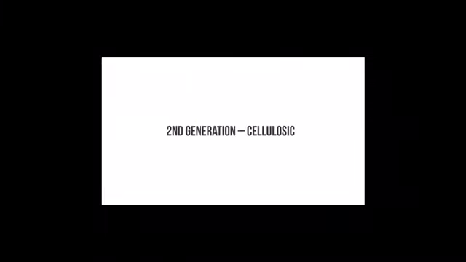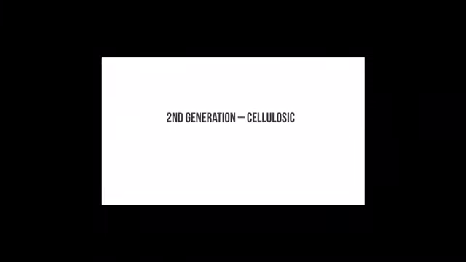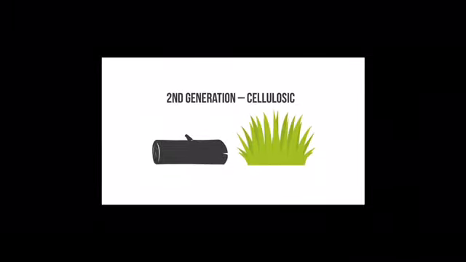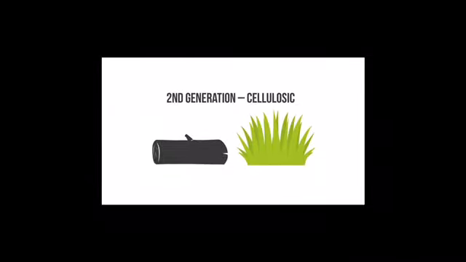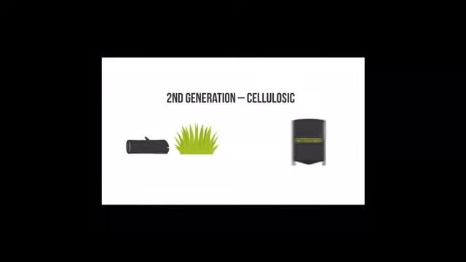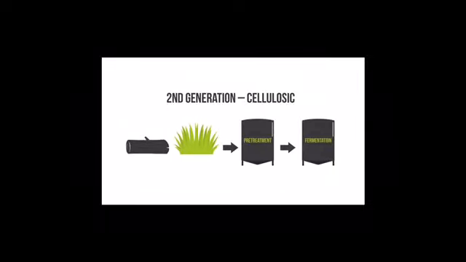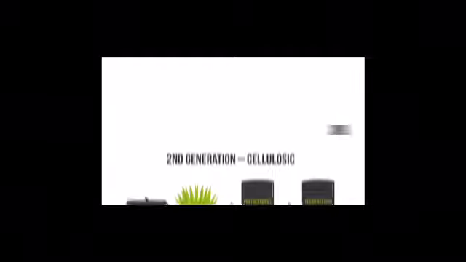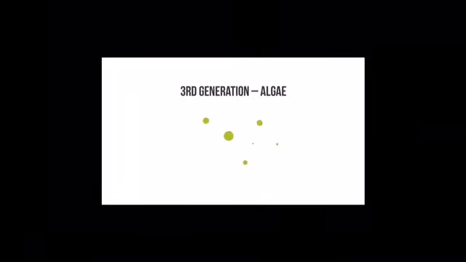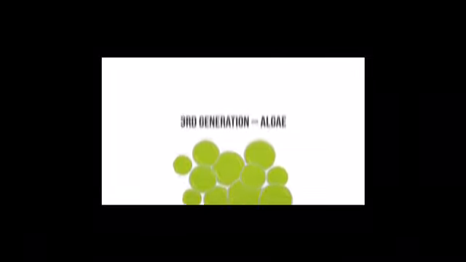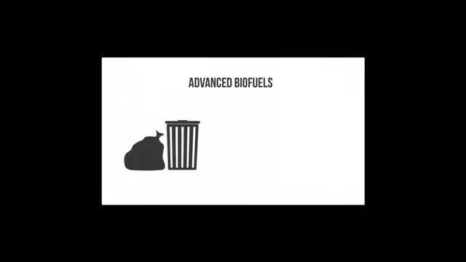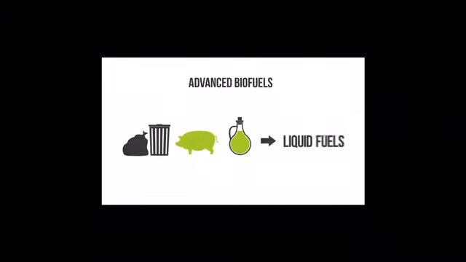Second-generation biofuels are produced from cellulosic material such as wood, grasses, and inedible parts of plants. This material is more difficult to break down through fermentation and therefore requires pre-treatment before it can be processed. Third-generation biofuels are produced using the lipid production from algae. In addition, the term advanced biofuels is used to describe the relatively new technological field of biofuel production that uses waste such as garbage, animal fats, and spent cooking oil to produce liquid fuels.